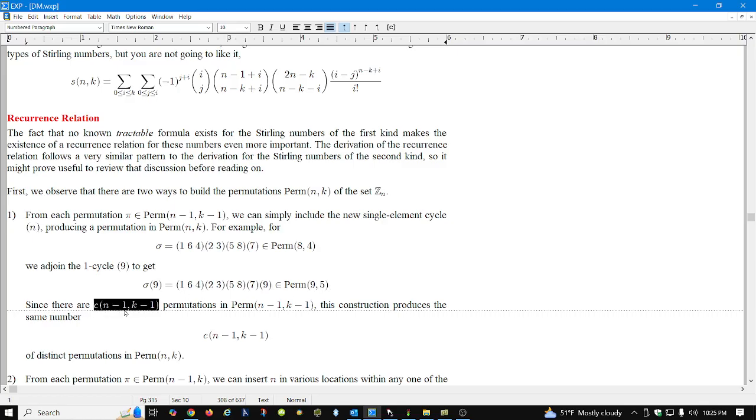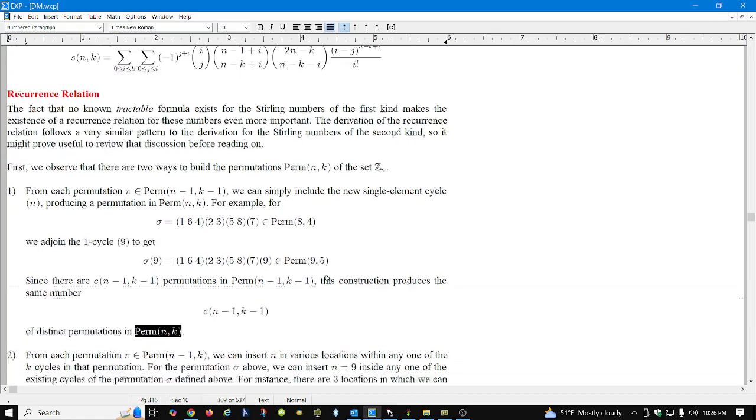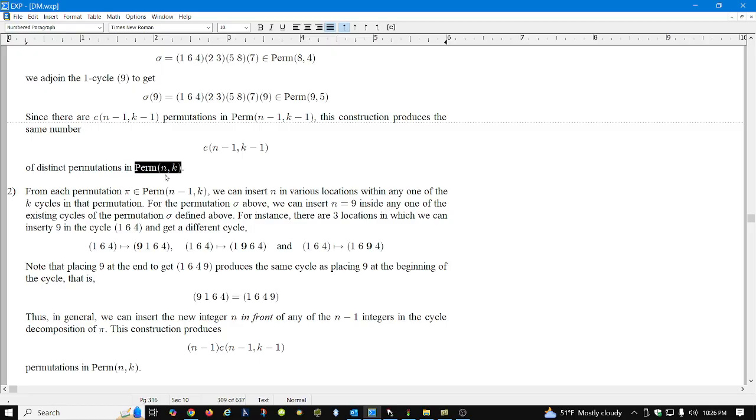Now there are C(n minus 1, k minus 1) permutations in this set, by definition of the signless Stirling numbers. And so this construction of appending a one cycle will produce C(n minus 1, k minus 1) distinct permutations in the set we're trying to count. But there's another way to produce permutations in this set, and that is we start with a permutation of Zn minus 1 with the full number of cycles, k, and we slip n somewhere in one of those cycles.